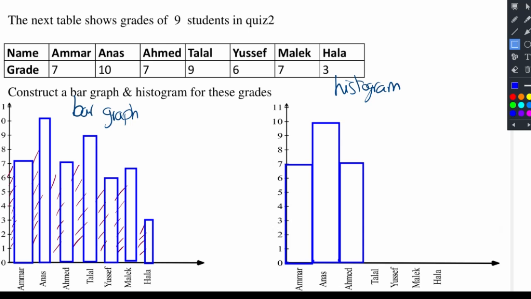Okay? Talal. Talal is what? Talal is 9. That's Talal. Yusuf. Yusuf is 6. No spaces. You see, no spaces. Malik. Malik is 7. Hala. Hala is 3.